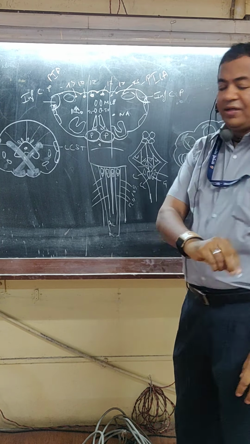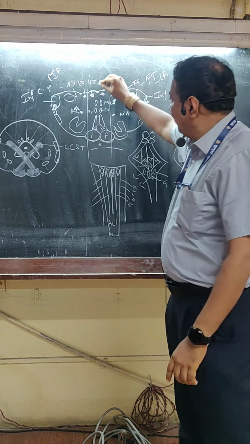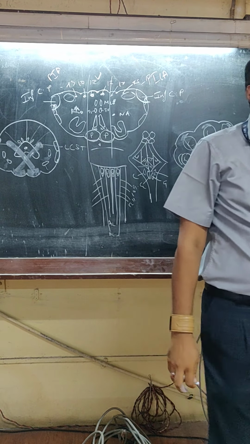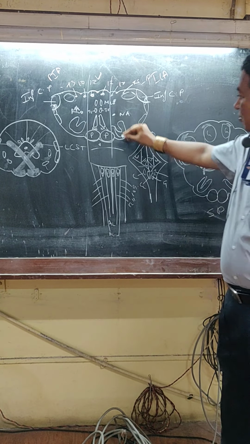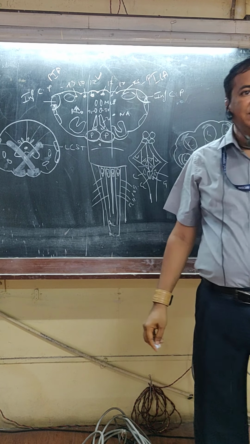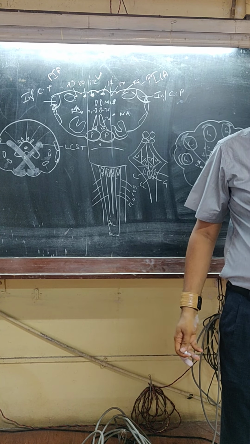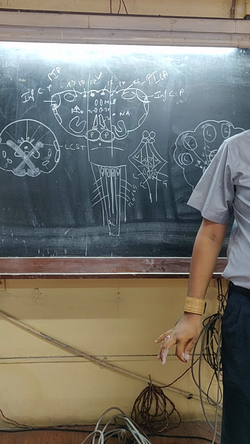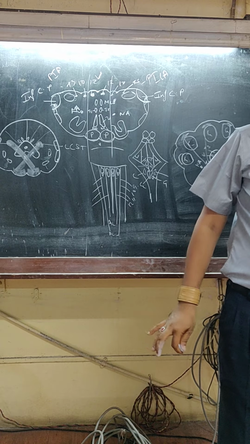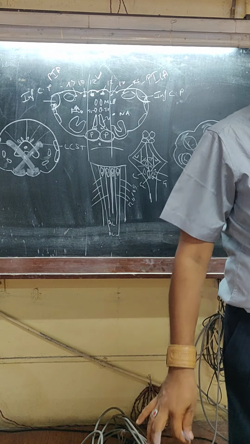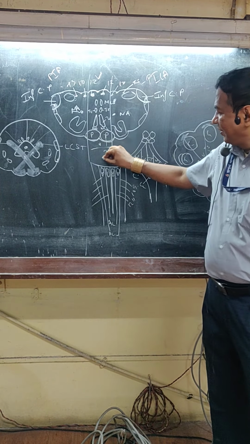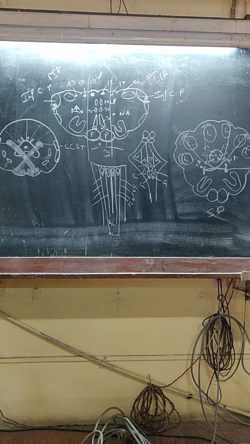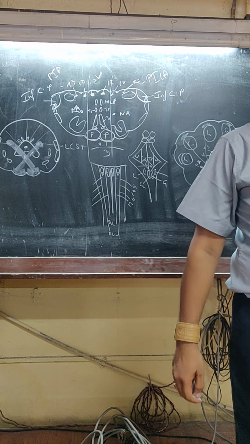Mainly three structures are affected. One, hypoglossal nerve, so ipsilateral paralysis of the tongue. Two, medial lemniscus, so general sensations on one side will be affected. Which side? The opposite side, contralateral. General sensations of the contralateral side. And three, corticospinal tract.